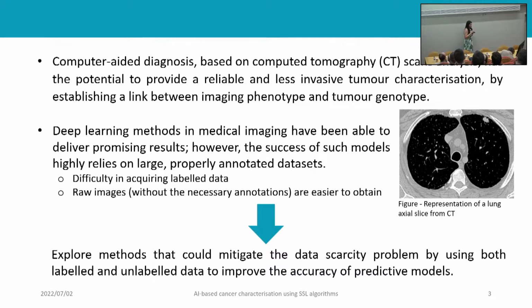When I say a huge amount of data, I mean labeled data, with the labels that are required for the characterization. But on the other hand, raw images, this is the CT scans themselves without the information about the labels, are usually easier to acquire. And for this reason, the use of semi-supervised learning algorithms that could incorporate both labeled and unlabeled data can be the key to overcome this problem of scarcity of data.